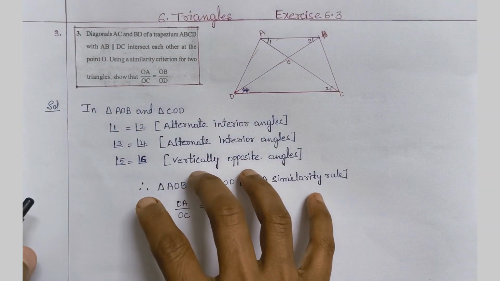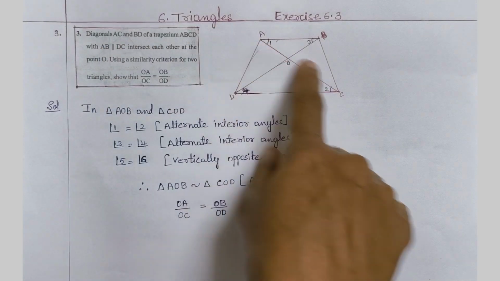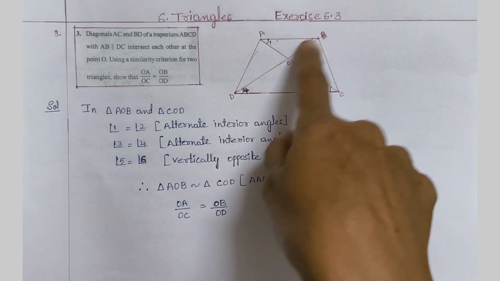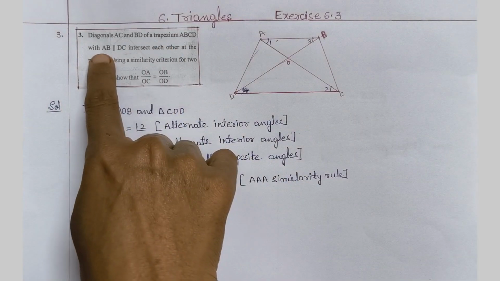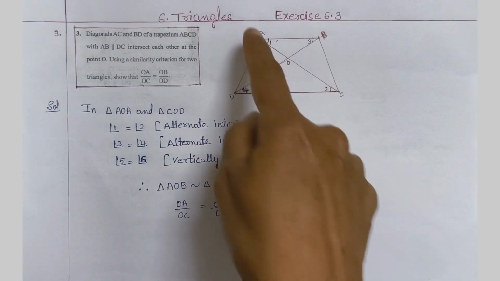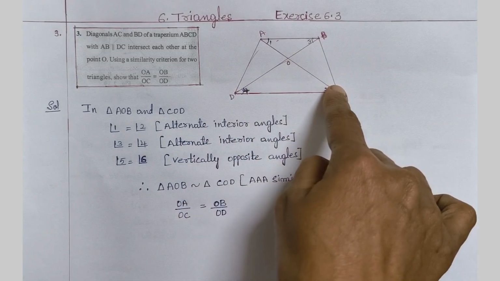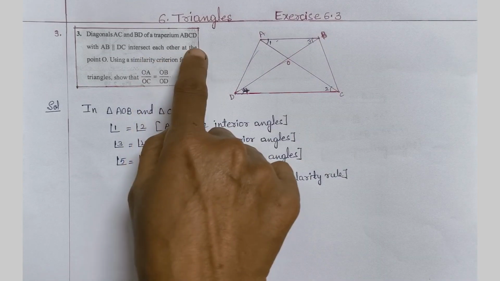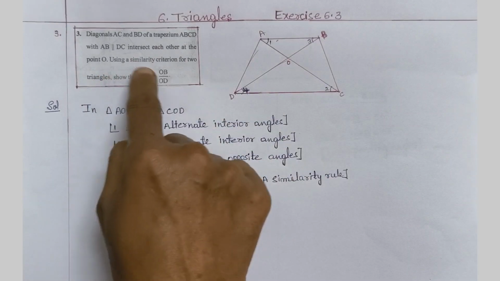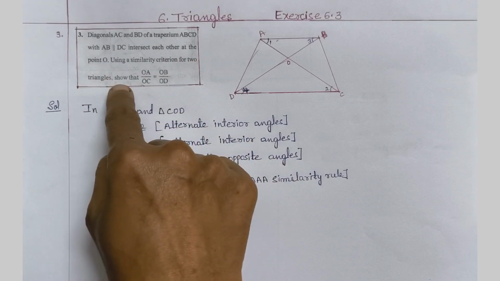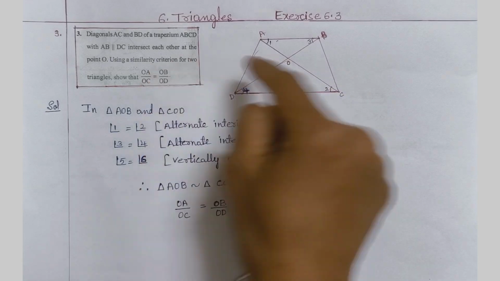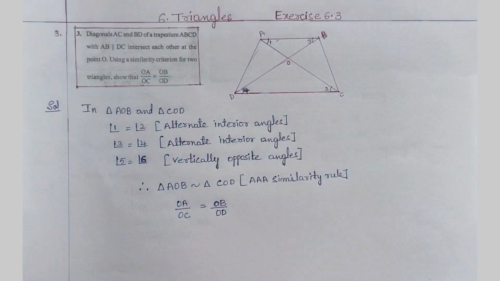Now the third question. See, AC and BD are the diagonals of a trapezium ABCD. AB is parallel to CD. These two are parallel lines and these two are non-parallel. The diagonals intersect each other at O. Using similarity criterion for two triangles, we have to prove that OA by OC is equal to OB by OD. This is the question.